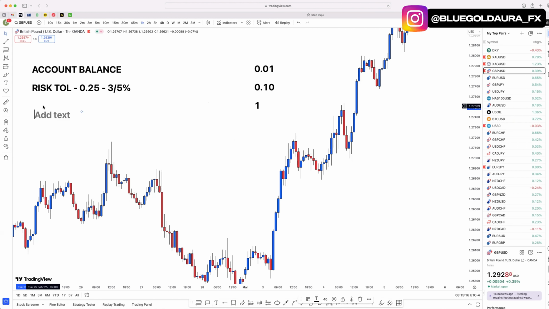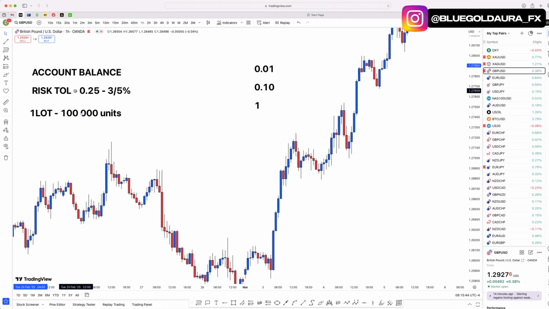The next thing I need to share with you, that you must know at the back of your mind before we start these calculations, is the number of units per lot. Every one lot is equivalent to 100,000 units per currency. So each and every time we open a position, whether you're buying or selling, one lot represents 100,000 units of a currency. You will see where we are going to use this.